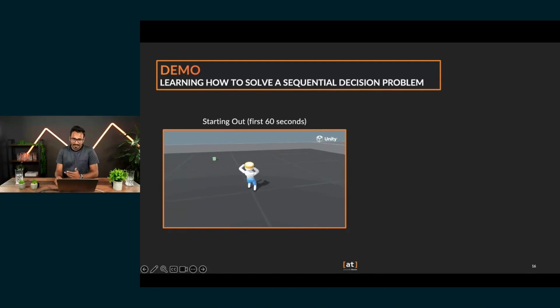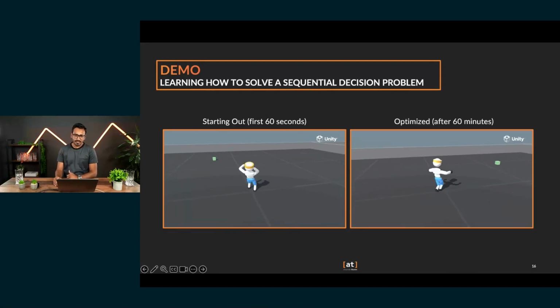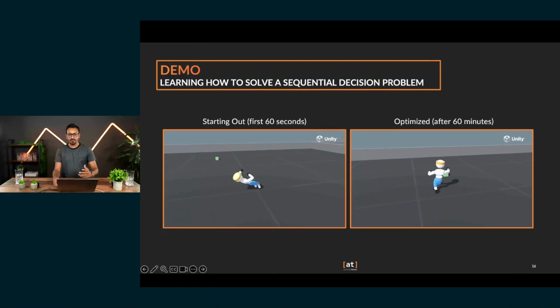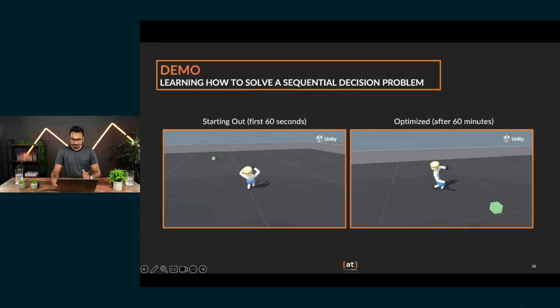Here we have another example where you can see the humanoid is not even able to stand properly, and its task is to collect the green blocks. But after a few minutes of training, you can see that it is able to stand correctly, it is able to walk, and it is also able to perceive the environment and collect the green blocks. Here as well, the only intervention from our side is to provide it a good reward structure.